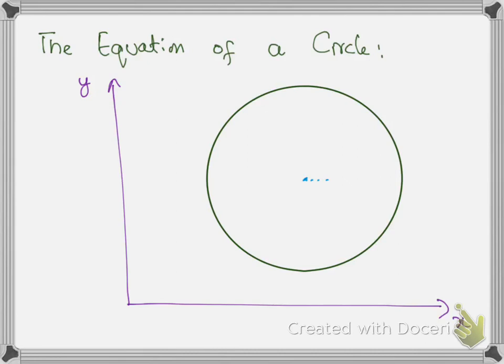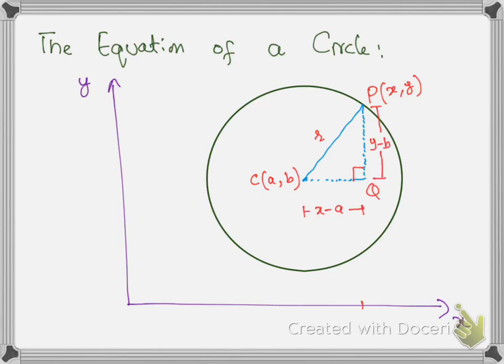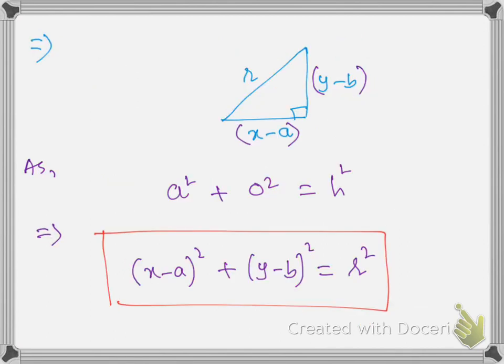To find the equation of a circle, we let P(x, y) be any point on the circumference of a circle with center (a, b) and radius r. By using Pythagoras in this triangle, we have (x - a)^2 + (y - b)^2 = r^2. This is the standard equation of a circle in completed square form.